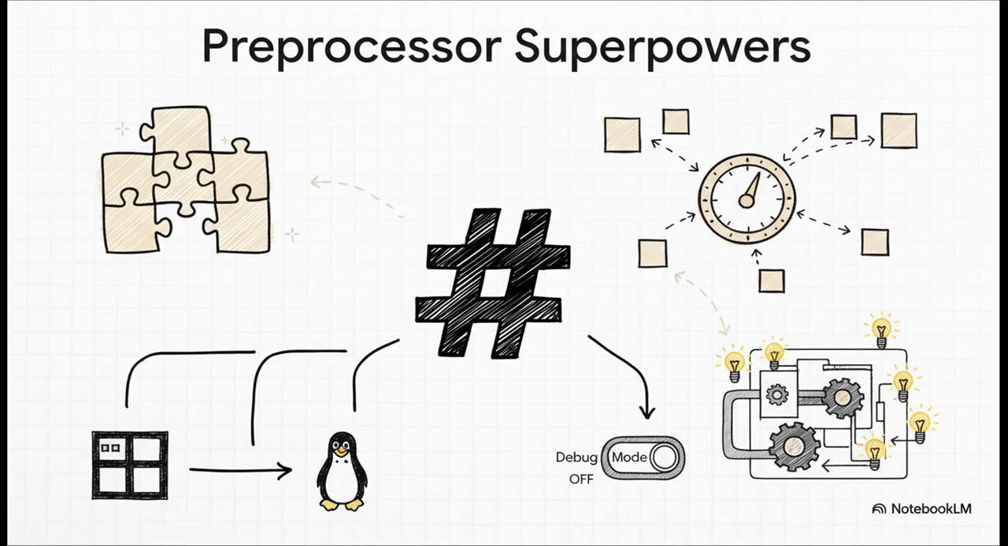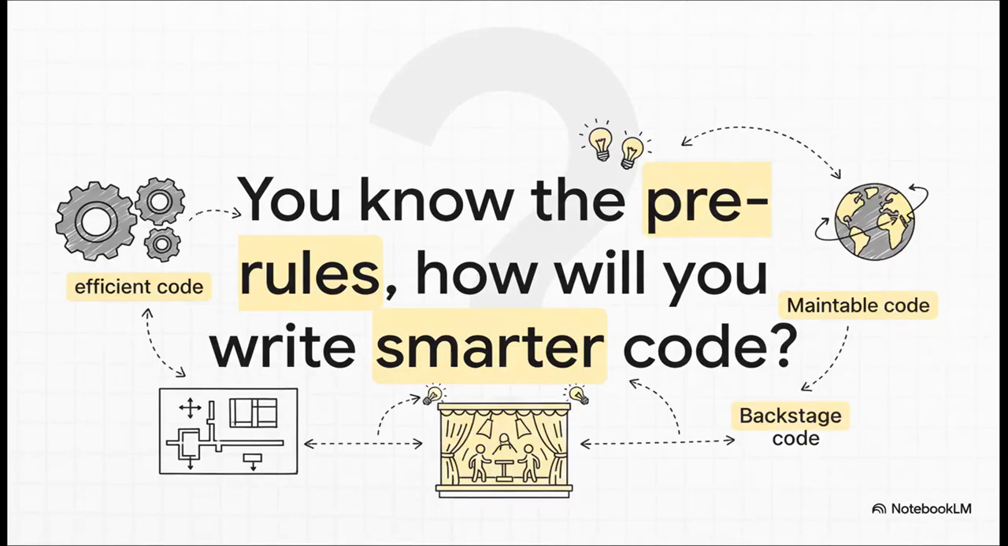It lets you write code that can adapt to different operating systems or even turn features on and off, like creating a special debug version of your app that has extra logging that gets totally stripped out of the final version you send to users. So you see, the C preprocessor isn't just some weird quirk. It's a fundamental tool for writing code that's efficient, easy to maintain, and can run anywhere. By understanding these pre-rules, you get a whole new level of control. So the real question is, now that you know how the backstage manager works, how are you going to use it to make your next program a masterpiece?